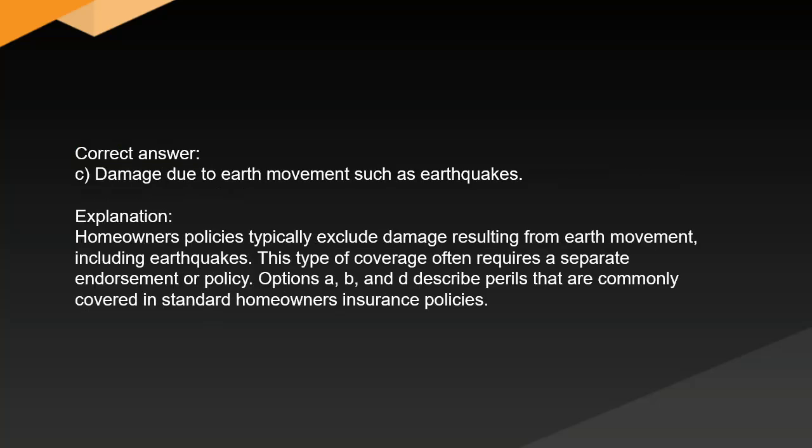Correct answer. C. Damage due to earth movement such as earthquakes. Explanation. Homeowners' policies typically exclude damage resulting from earth movement, including earthquakes. This type of coverage often requires a separate endorsement or policy. Options A, B, and D describe perils that are commonly covered in standard homeowners insurance policies.